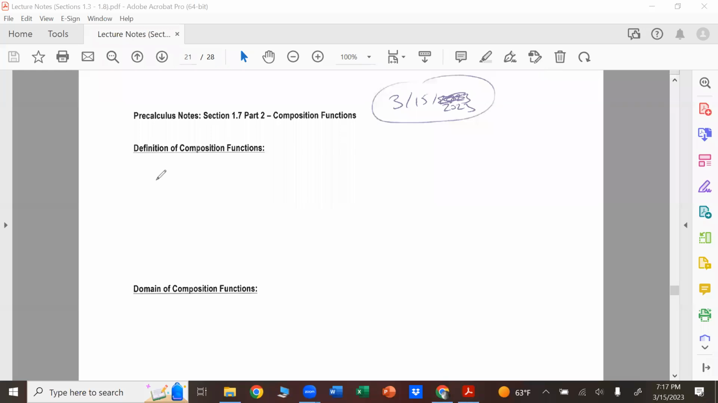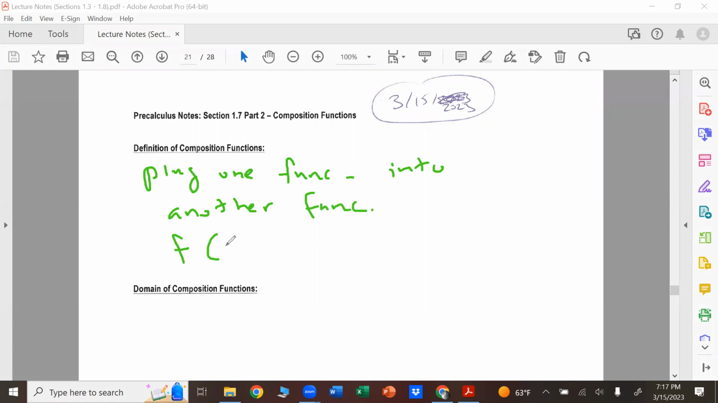So anyway, definition of composition of functions. A composition of functions is when you plug one function into another function. So usually it'll look like this, where g of x is being plugged into f of x. So that's the definition of composition of functions: when you plug one function into another function.